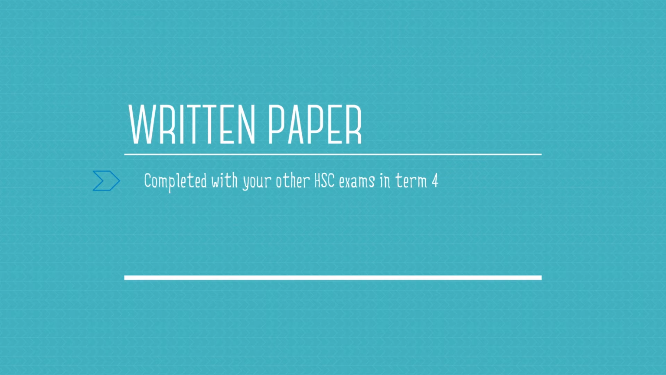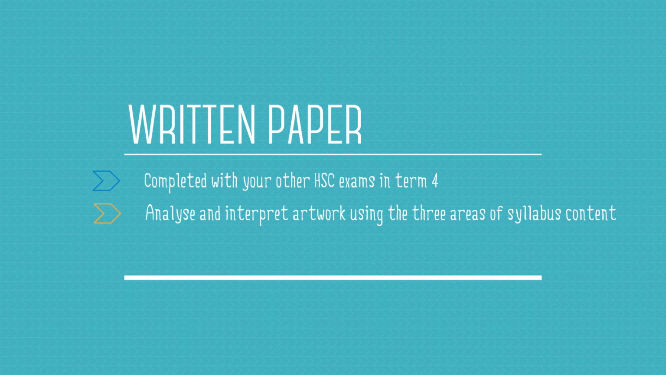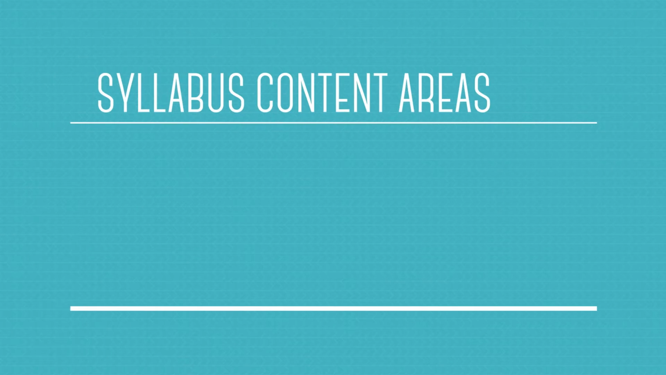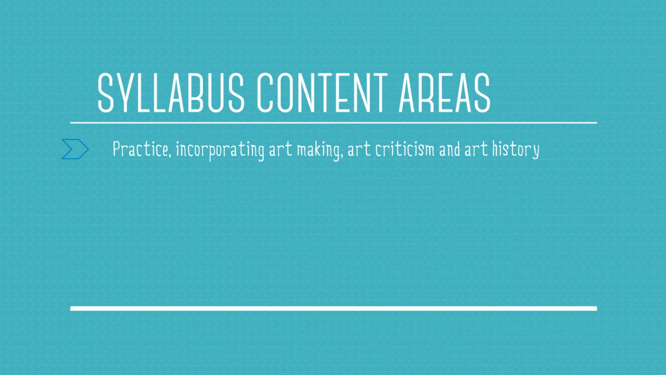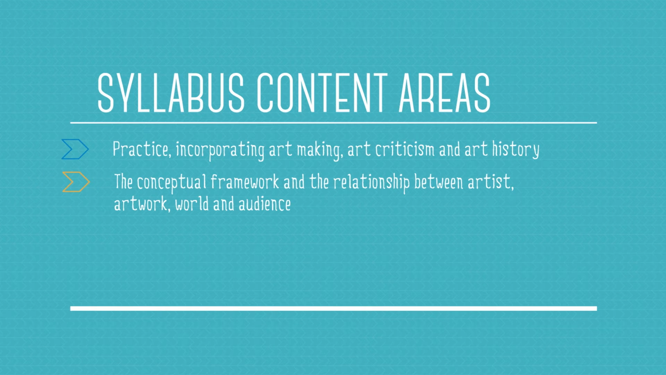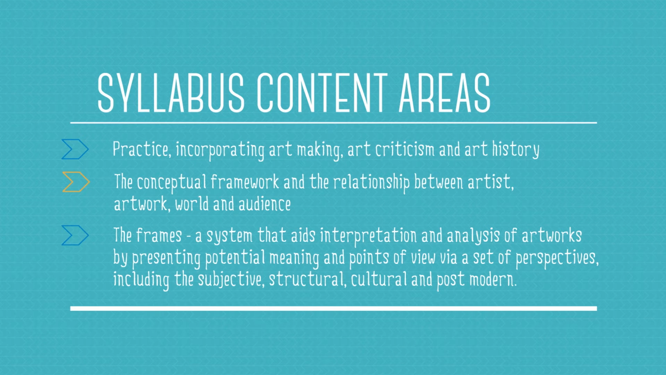The exam gives students the opportunity to analyse and interpret artwork using the 3 areas of syllabus content: practice, frames and the conceptual framework. Both examinations focus on your understanding of the syllabus content areas: practice, incorporating art making, art criticism and art history; the conceptual framework and the relationship between the artist, the artwork, the world and the audience; and the frames, which is a system that aids interpretation and analysis of artworks by presenting potential meanings and points of view via a set of perspectives, including the subjective, the structural, the cultural and the postmodern frame.